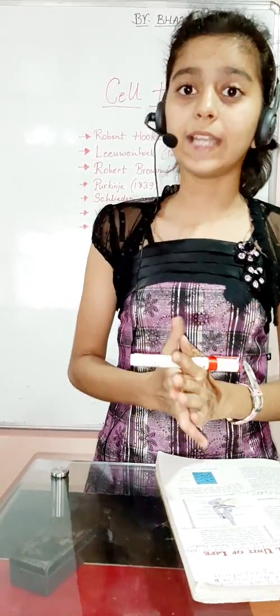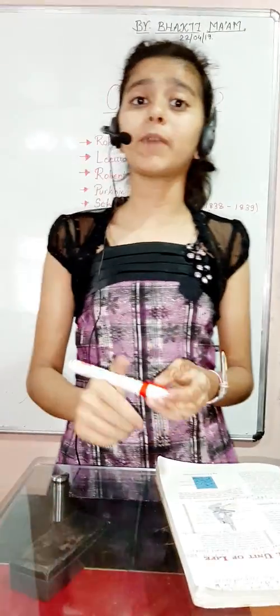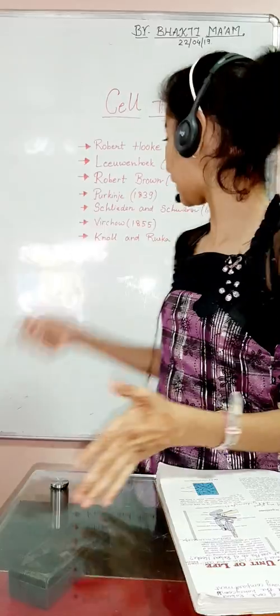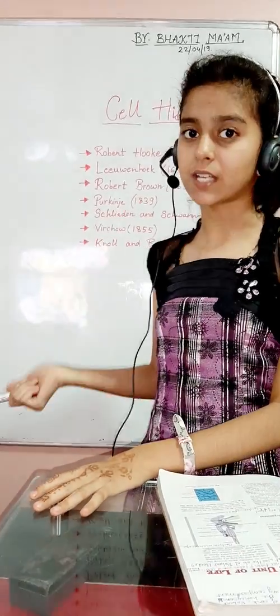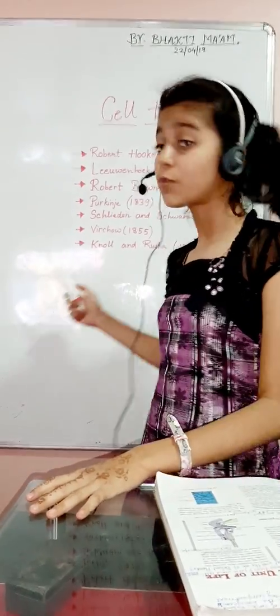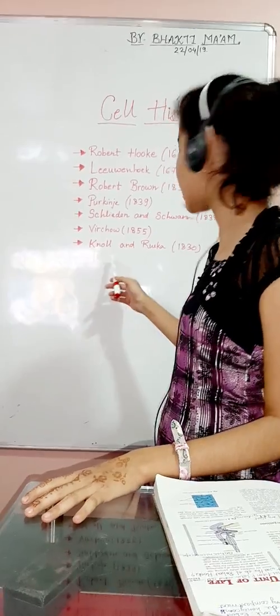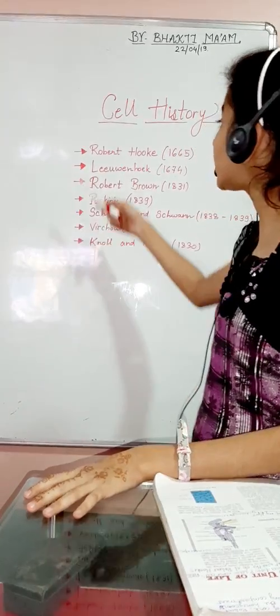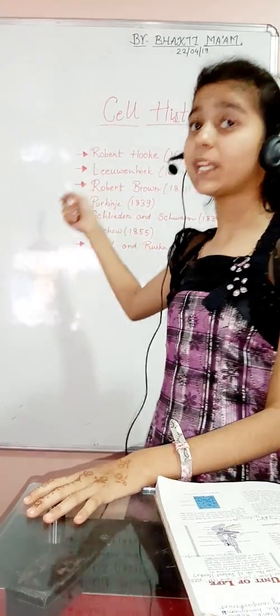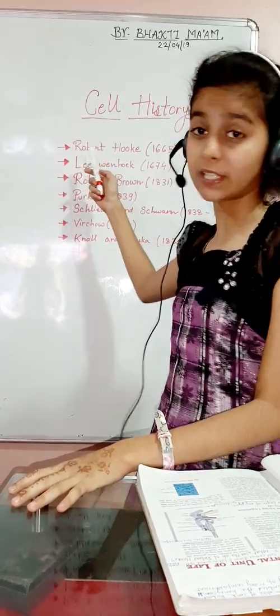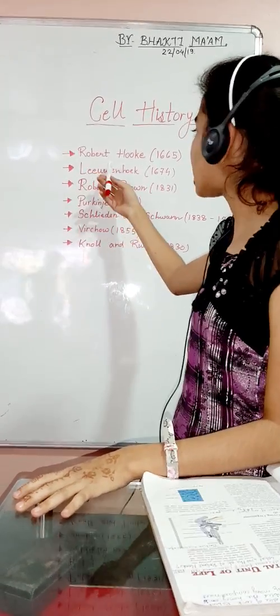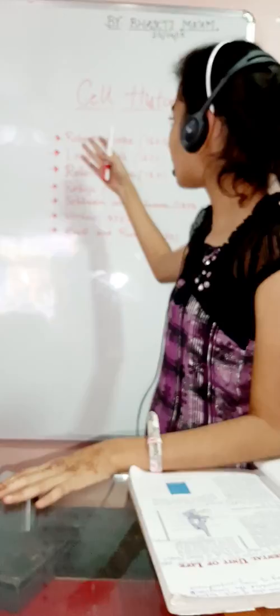And next, in 1830, came two scientists who gave the electron microscope. They discovered the electron microscope, and they were none other than Knoll and Ruska. Here we can see the electron microscope was discovered in this year, and before that Sir Robert Hooke made a primitive microscope and watched the dead cells in it.